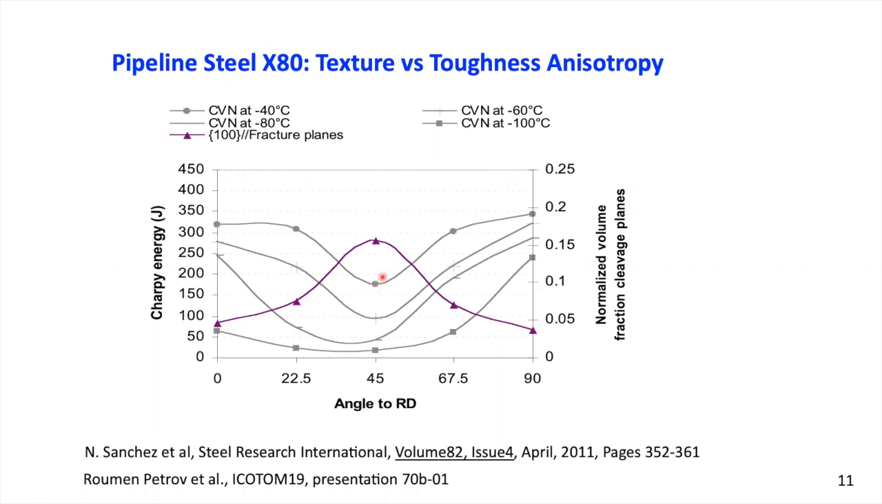And we associated this with the particular texture of this material, namely because it is well known that for steel, the 100 planes are planes of brittle fracture. And the texture in this material was such that under an angle of 45 degrees, you maximize the area of 100 crystal planes parallel to the fracture plane. And that's why under 45 degrees, you observe an increased material toughness.